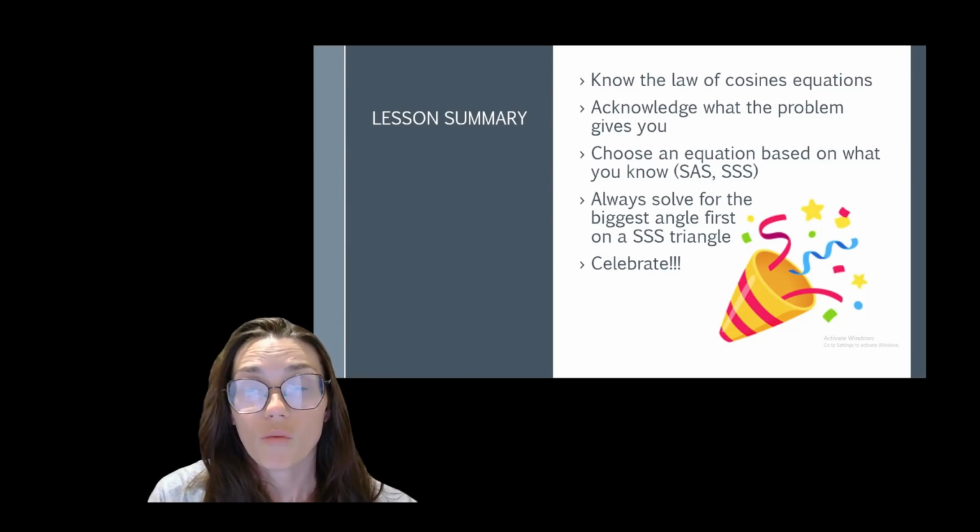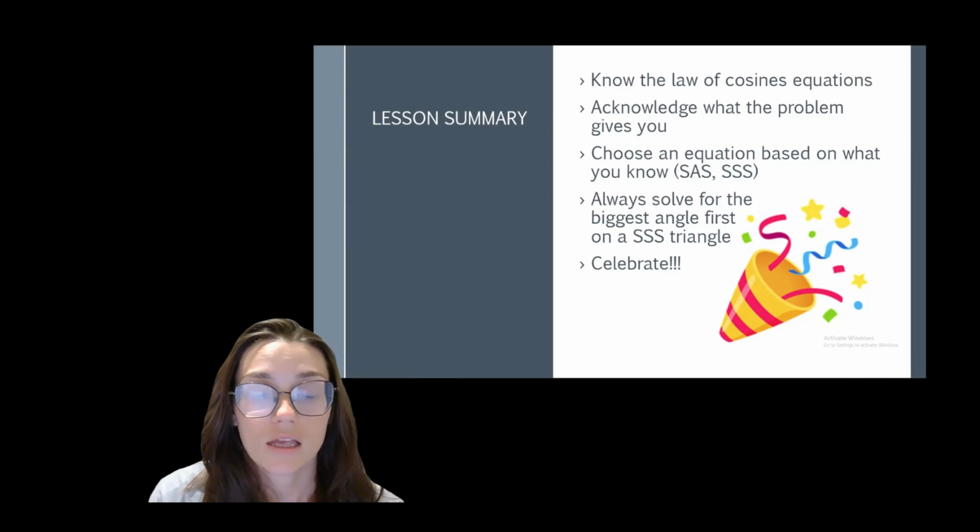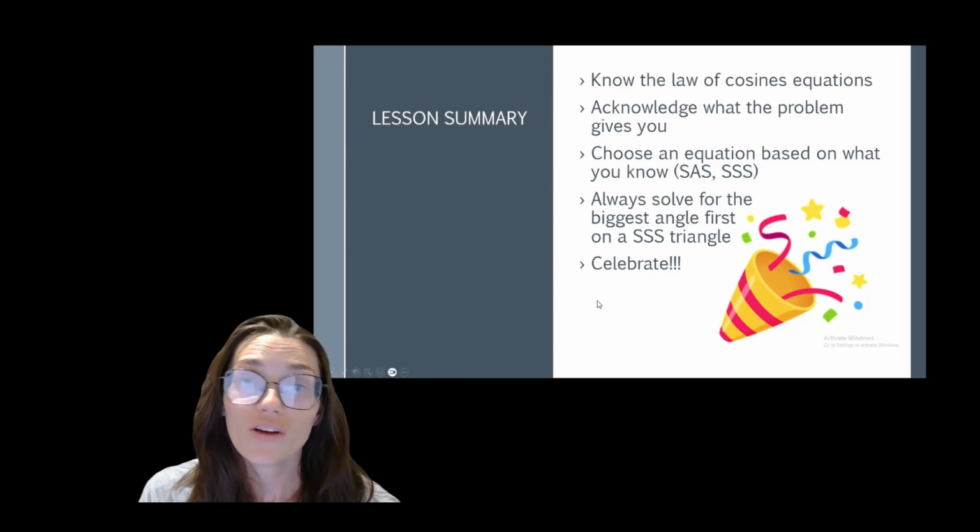We want to make sure that we always solve for the biggest angle first on a side-side-side triangle. That is very important so that we avoid ambiguity. And then we celebrate because we have all of our values.